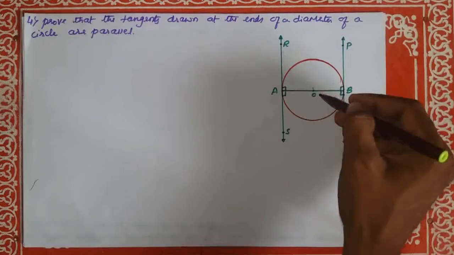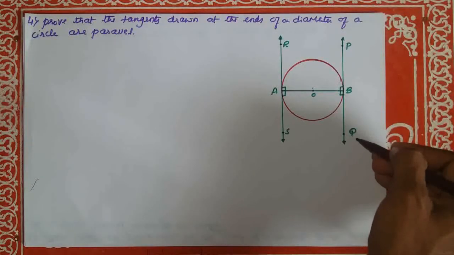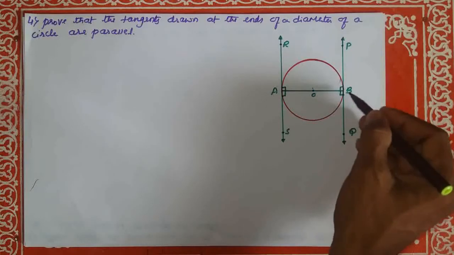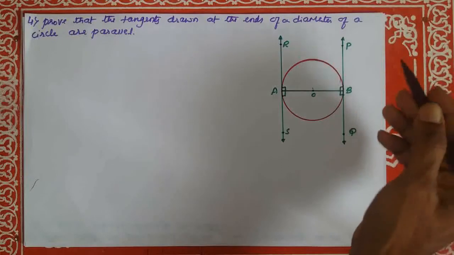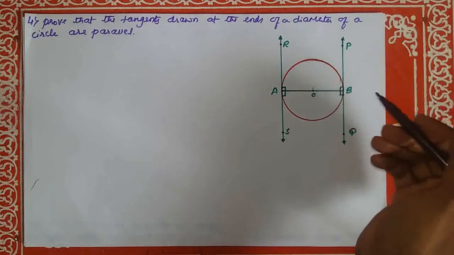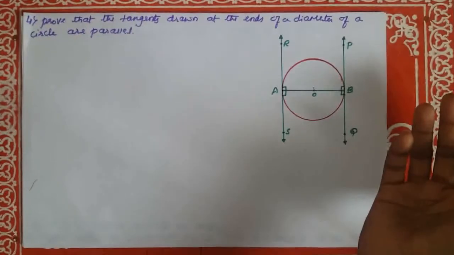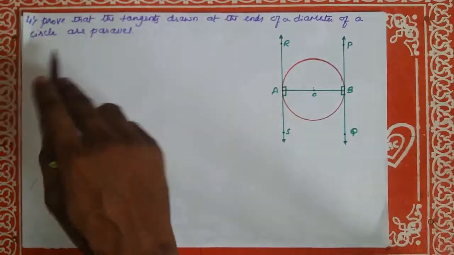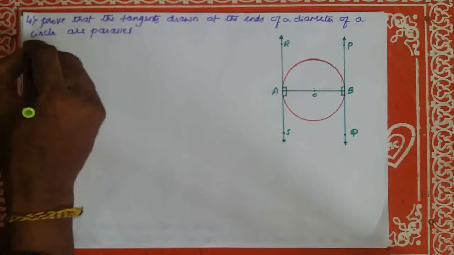Also, angle OAR is equal to angle OBQ. Alternate interior angles are equal. Even angle OAS is equal to angle OBP. This is also alternate interior angles. Since alternate interior angles are equal, lines PQ and RS will be parallel. Okay, hence proved: the tangents drawn at the ends of a diameter of a circle are parallel. Solution or proof.